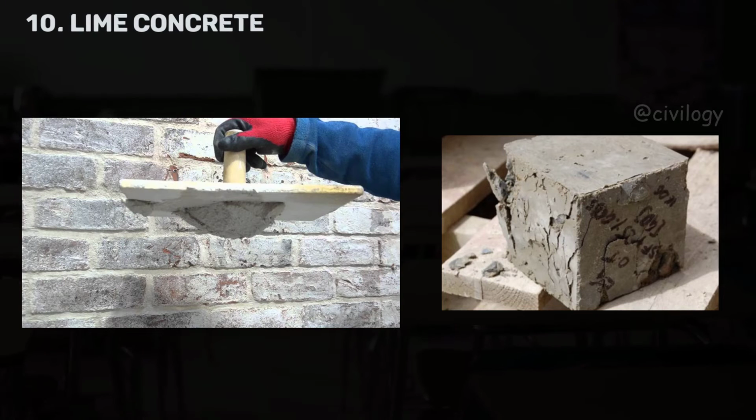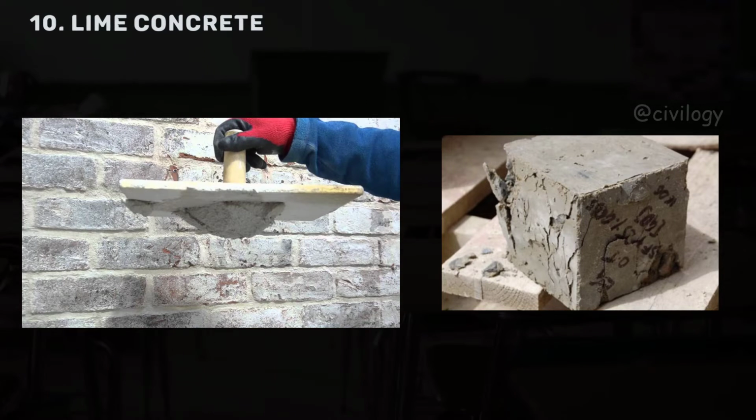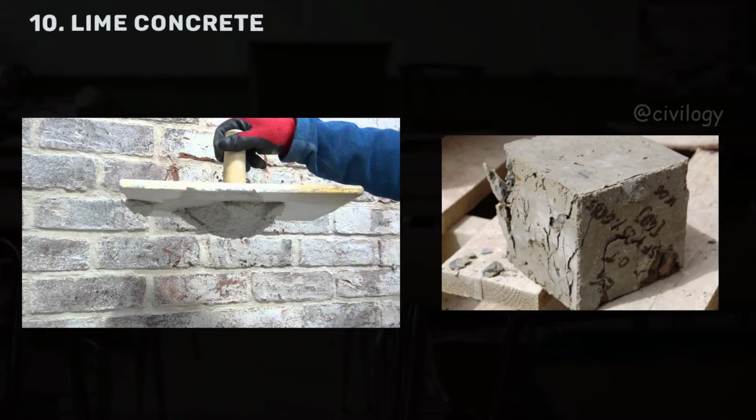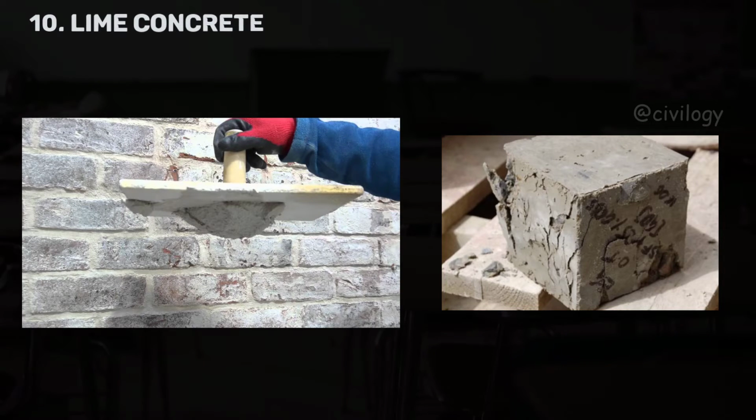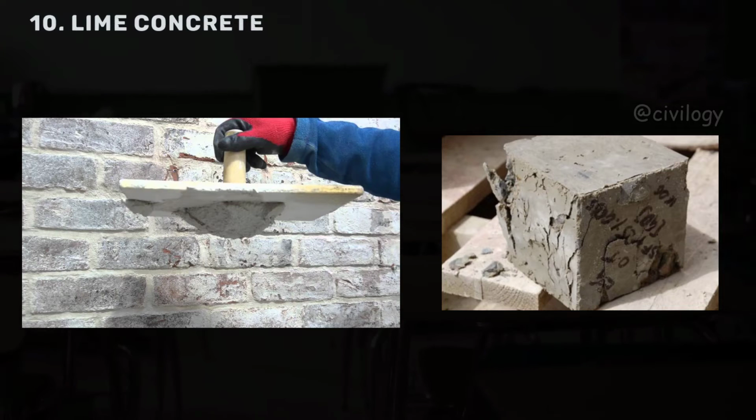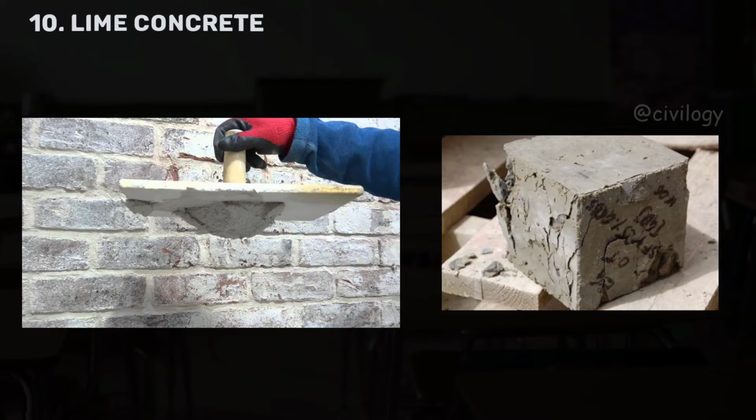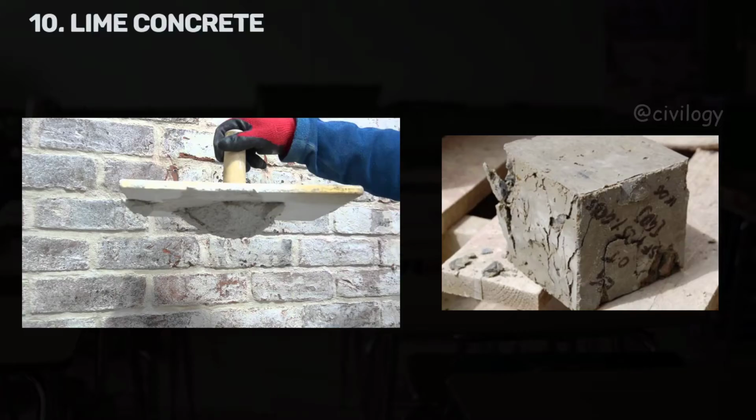Lime concrete. In this type of concrete, lime is used as a binding material with the aggregates. Before the invention of cement, the mostly used concrete was lime concrete. Lime concrete is also used in floors, domes, etc.